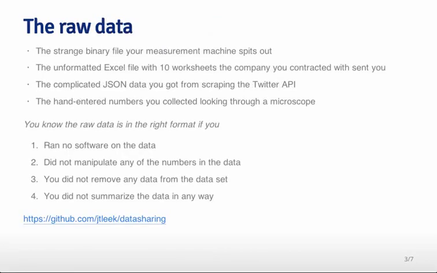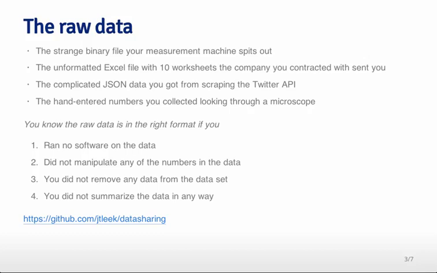So for the raw data, it's important to remember that there are different levels of raw data, as we talked about in the previous lecture. But for the purposes of your looking at a particular data set, the raw data are the rawest form of the data that you had access to. So for example, it might be a strange binary file that whatever you're measuring spits out. It could be an unformatted Excel file with 10 worksheets that some company you contracted with sent you. Or it could be complicated JSON data you get from scraping an API. Or it could even be something like hand-entered numbers you got from looking through a microscope and counting cells that appeared in the window.